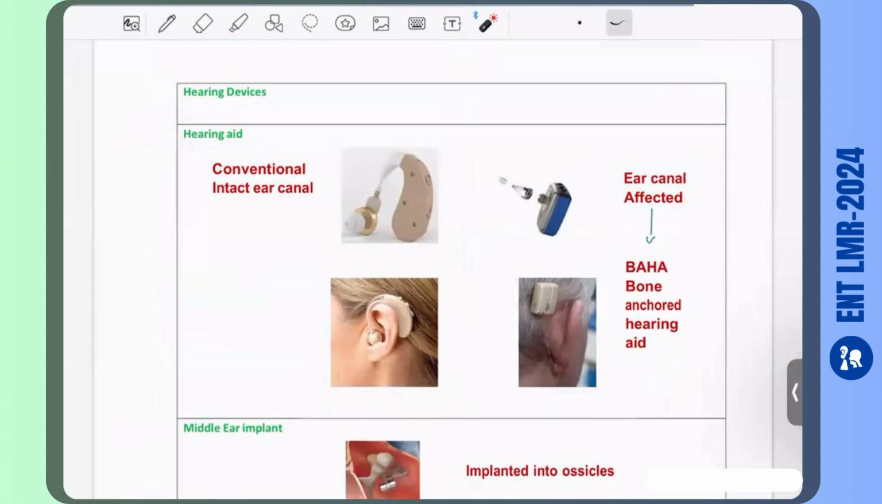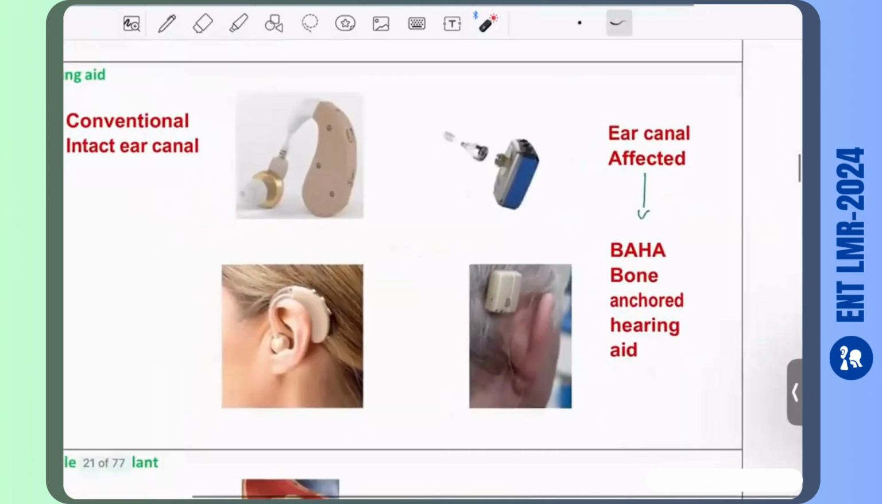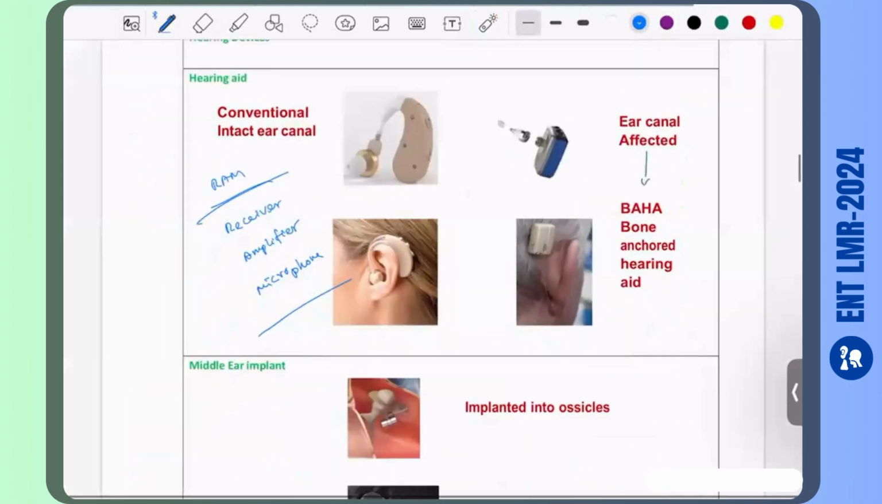We could give some amplification device such as a hearing aid, middle ear implant, cochlear implant or brainstem implant. A hearing aid is nothing but what you would have seen here: a conventional hearing aid where the ear canal is intact. So the canal is intact, and we have a canal ear plug. Behind there will be an amplifier, processor and receiver. Receiver, amplifier, processor. Microphone.